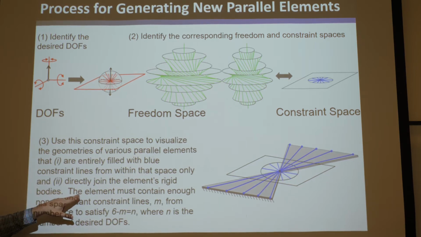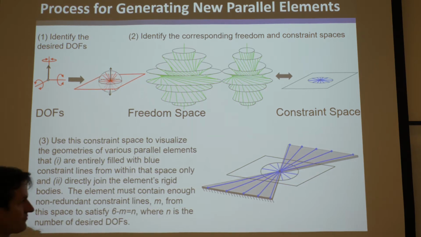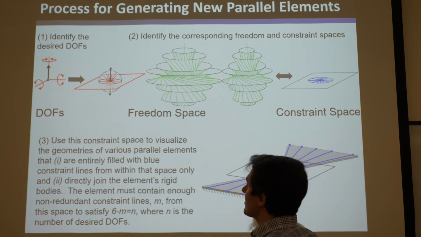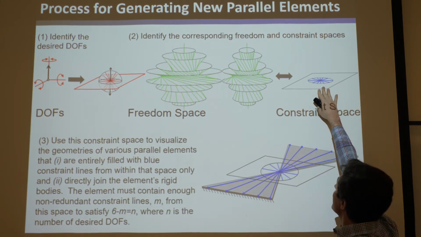But it's also important the element must contain enough non-redundant constraint lines M from this space to satisfy 6 minus M equals N, where N is the number of desired degrees of freedom. So, for instance, say we wanted to get this set of degrees of freedom. Well, we know the element has to lie within this disk.